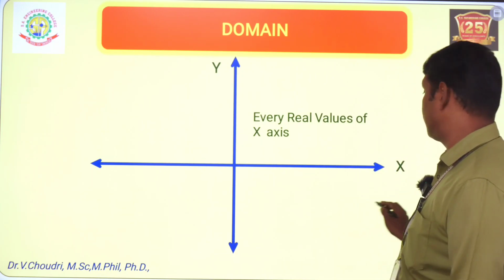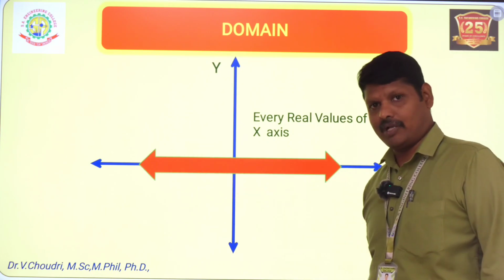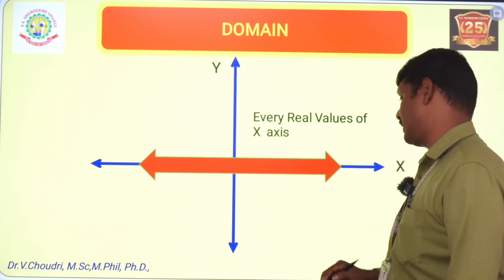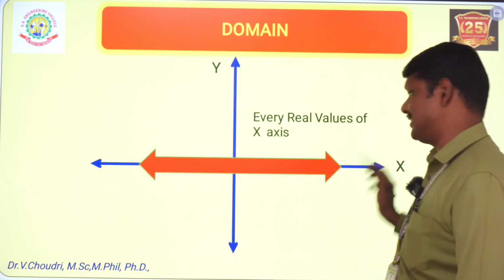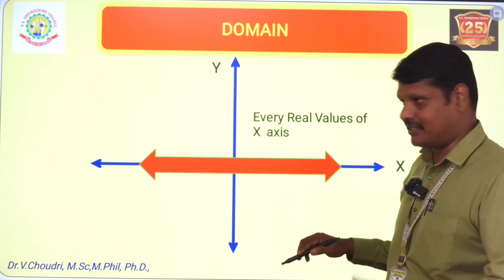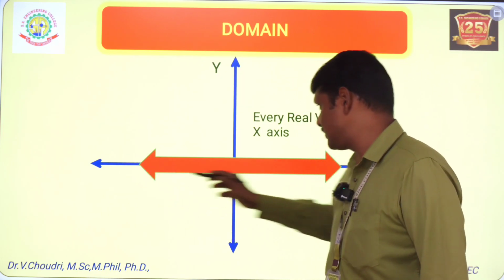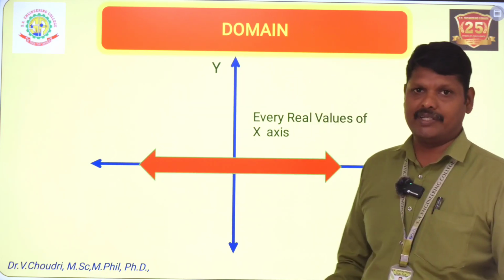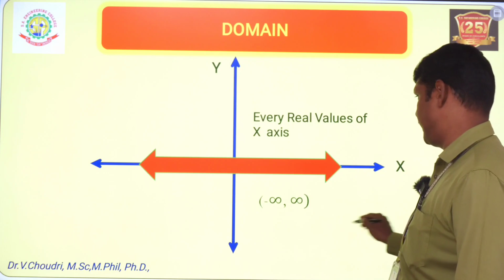So how do you define the domain? See, left arrow mark, right arrow mark. That means it covers the left-hand side and the right-hand side. So it represents that you can take any values between minus infinity and plus infinity. That is the domain: minus infinity comma plus infinity.